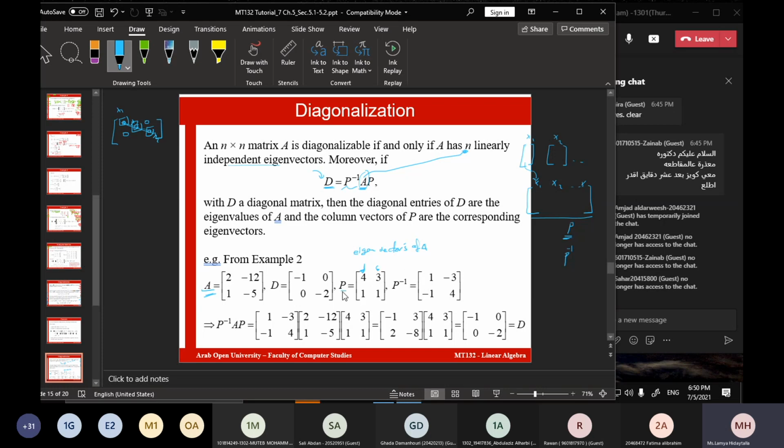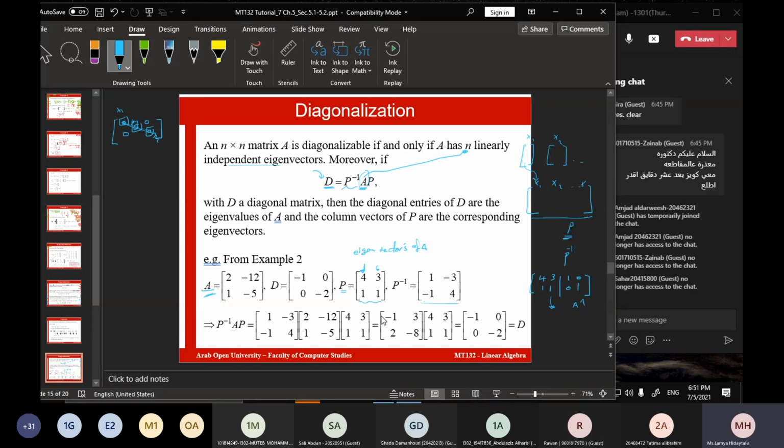So if this is your P, what is your P inverse? Just find the inverse of this. We know how to find the inverse. It is 4, 3, 1, 1, and then here we put 1, 0, 0, 1 like that. Correct? And reduce to the echelon form. Then what you will get here is going to be the inverse. So we can calculate the inverse.